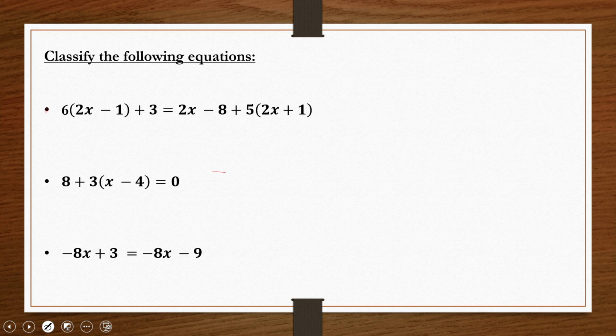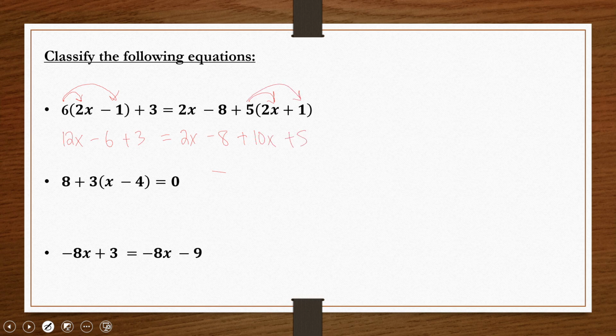So on the left-hand side here, I get something like 6 times 2x, and then 6 times negative 1. So 6 times 2x, that's going to give me 12x. 6 times negative 1 gives me negative 6, and plus 3. On the right-hand side, I'll just repeat that process here. I have 2x minus 8, and then my distribution. I get 5 times 2x is 10x, and then 5 times 1 is positive 5.